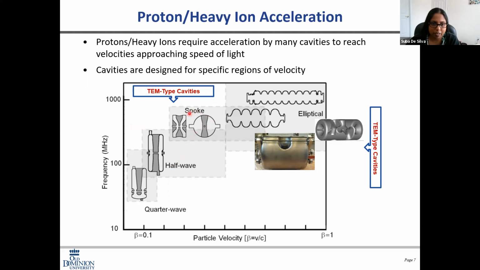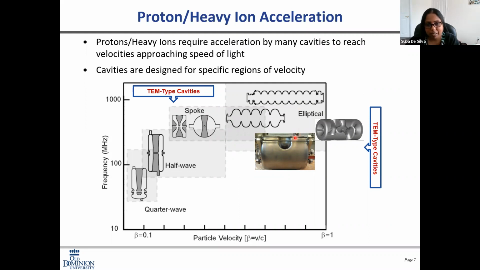And then moving on from half wave cavities to spoke cavities, which can be single spoke or multi-spoke, at beta close to 0.5. Beyond beta 0.5, you can use elliptical cavities as shown here. You can still have varying beta, but still efficiently accelerate the particles with elliptical cavities for beta above 0.5.